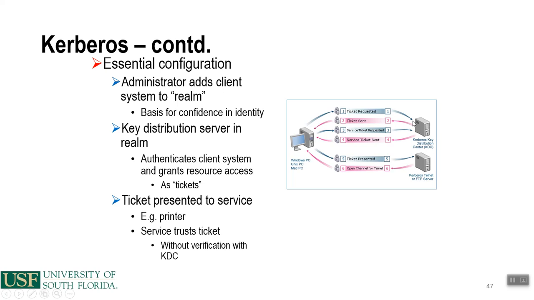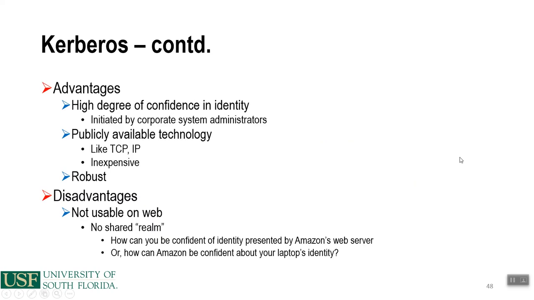So you'll get a ticket request, the ticket that's sent back, the service ticket request, and the service ticket that's sent back. And then you present the ticket to the Kerberos server, and the Kerberos server will actually open the channel for you. So the advantages for Kerberos is that it's a high degree of confidence in identity. It's initiated by corporate systems administrators, and it's publicly available technology. It's like TCP and IP. It's inexpensive, and it's robust.